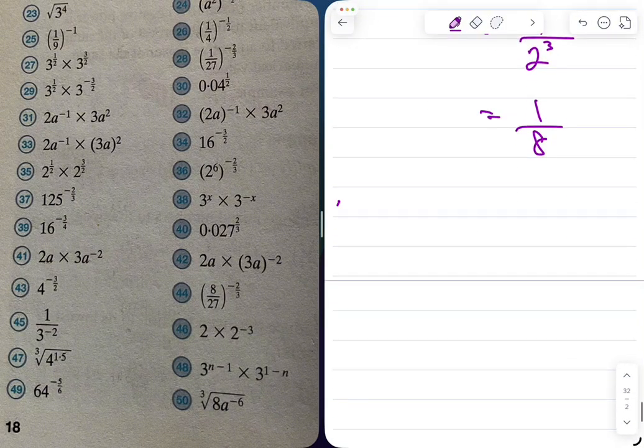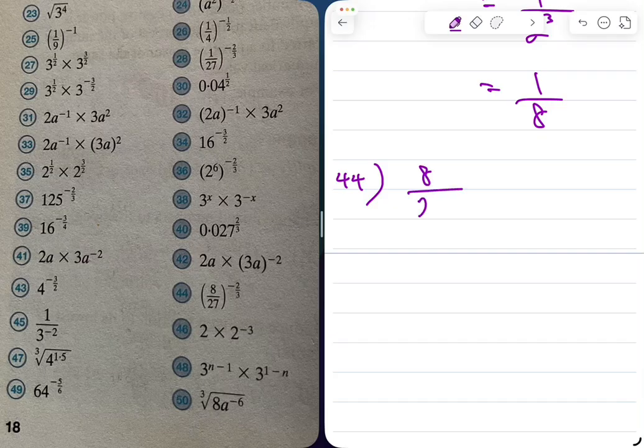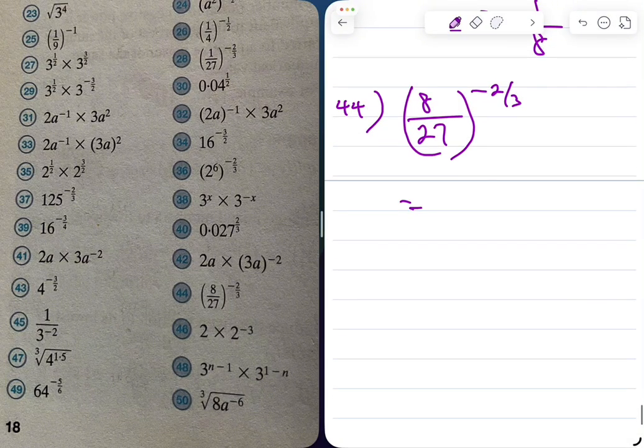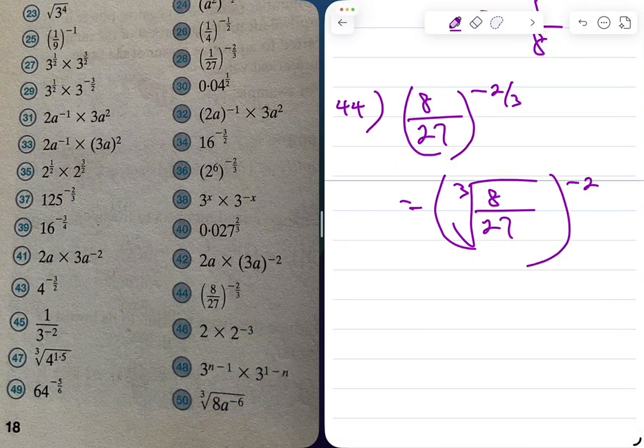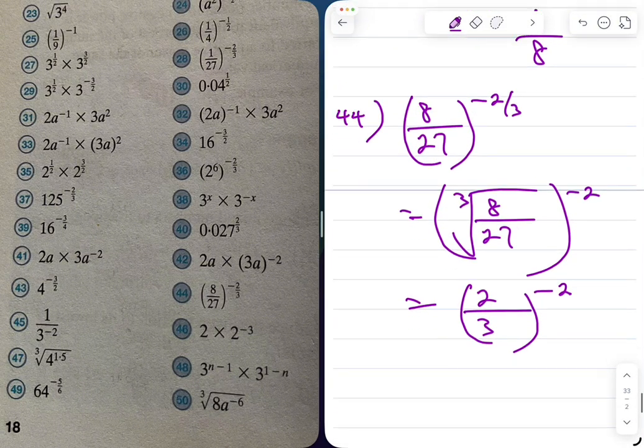Now to the next, which is 44. 8 over 27 raised to the power minus 2 over 3. This is the same as the cube root of 8 over 27 raised to the power minus 2. The cube root of 8 is 2, and the cube root of 27 is 3. So that means 2 over 3 raised to the power minus 2.